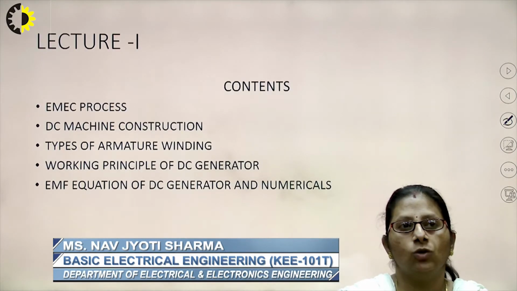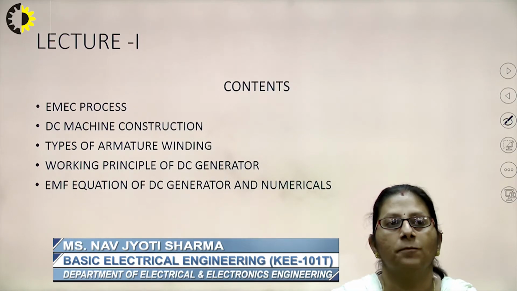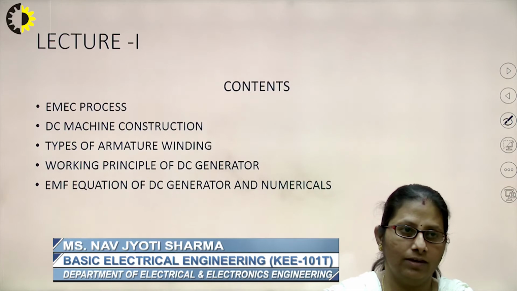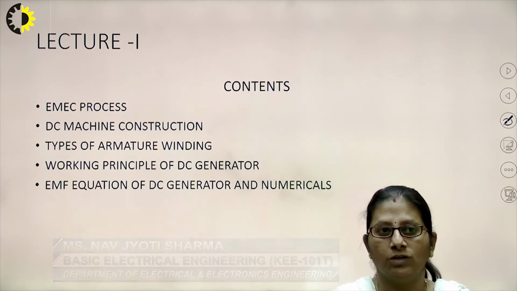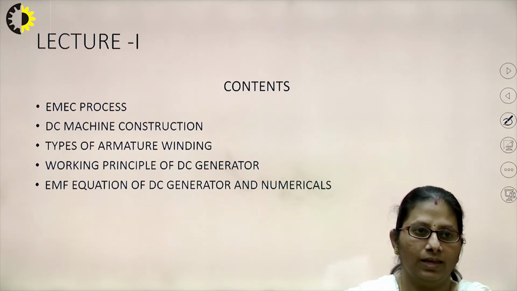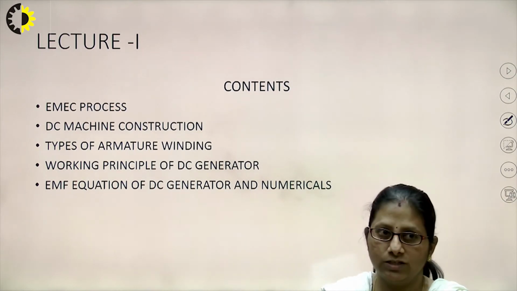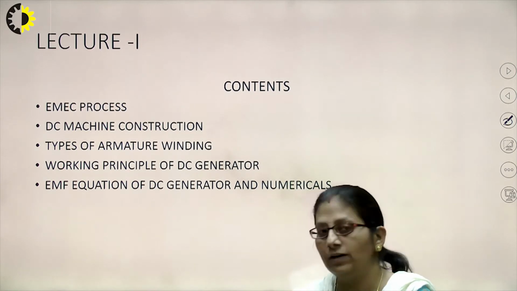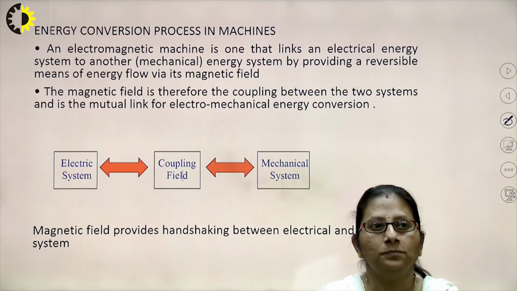Coming to the first lecture of this unit, electrical machines, we'll be seeing certain contents: the EMEC process, that is electromechanical energy conversion process, DC machine construction, types of armature windings, working principle of DC generator, and EMF equation of DC generator and certain numericals on it.